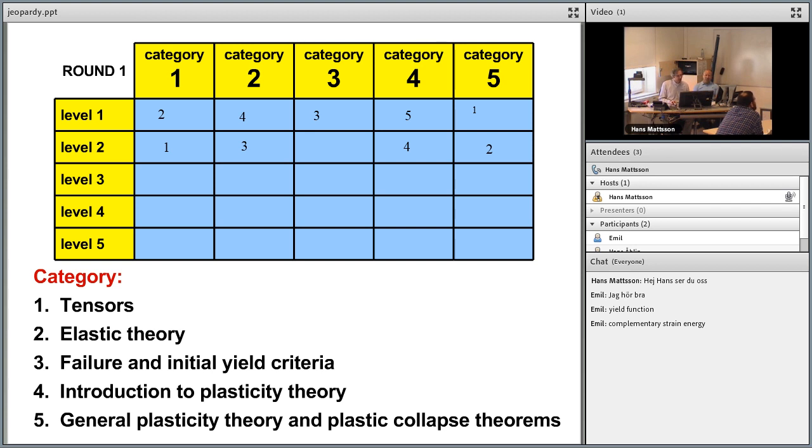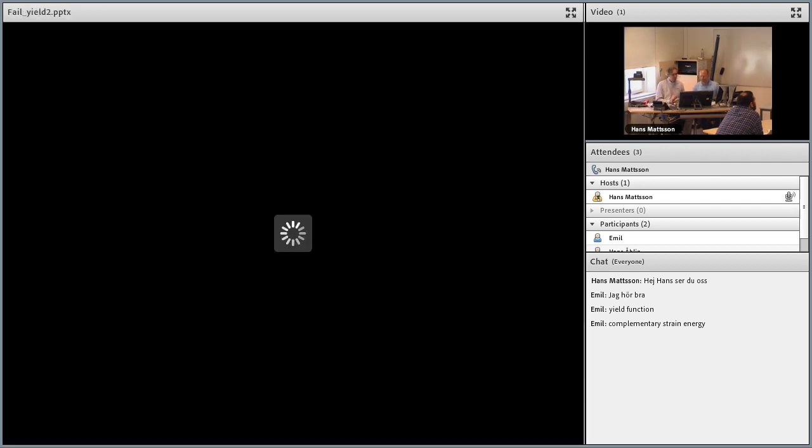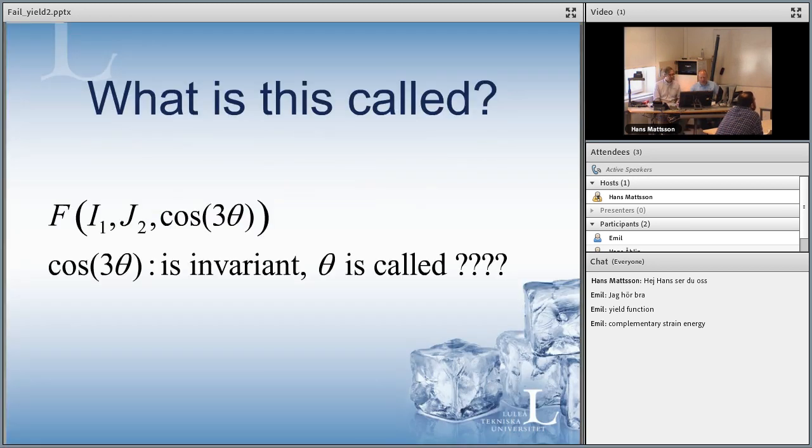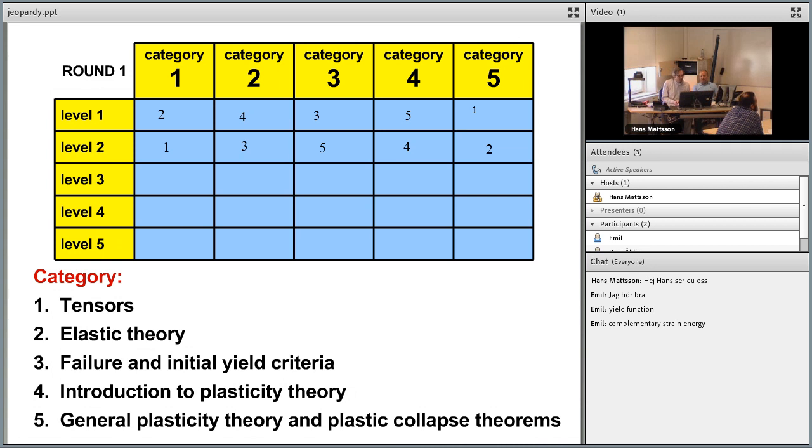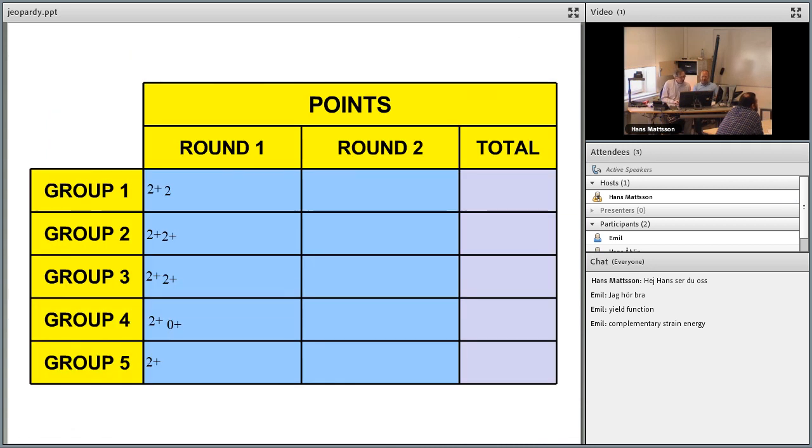Category 3, level 2, group number 5 is choosing. Okay, here comes the question. What is this called? You have a correct answer from group number 5, Lode angle. Very good. And group number 5 will get their 2 points here.